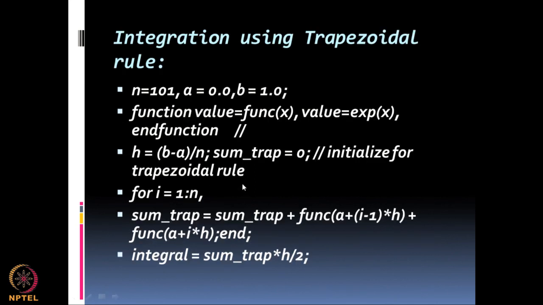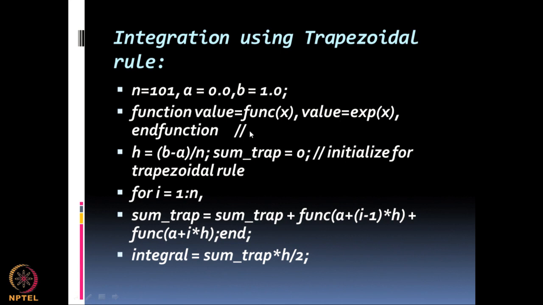So, the next one, I am going to do trapezoidal rule using some programming statements. How do I do it? N is equal to 101, these are data points, a equal to 0, that is my initial value, b equal to 1, that is the end point. Now, I will define a function. How do I define a function? Function value is equal to function x, value equal to exponential x, end function. So, this is how I have defined a function.